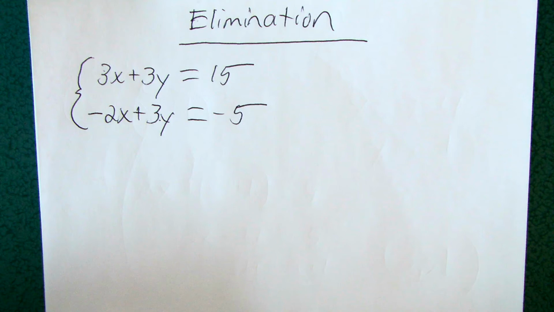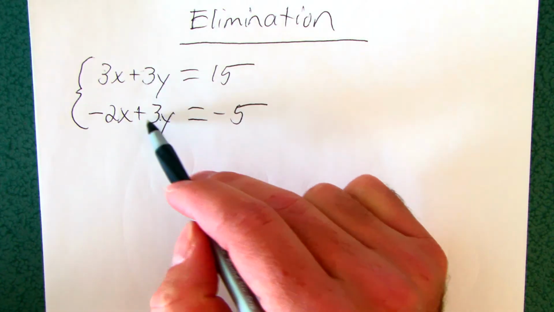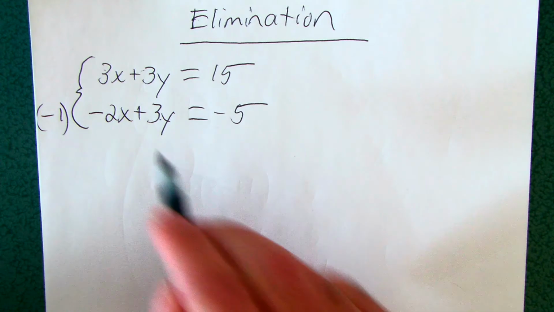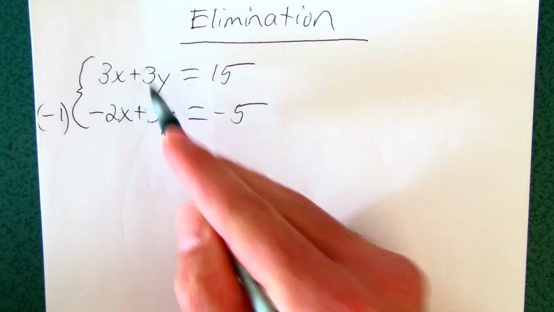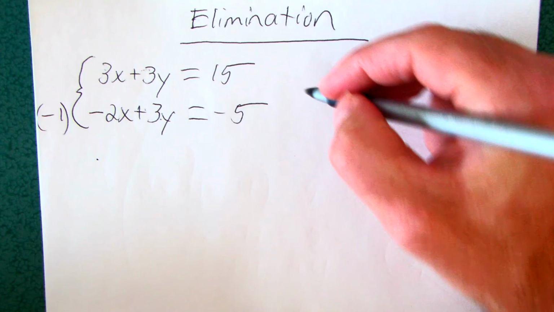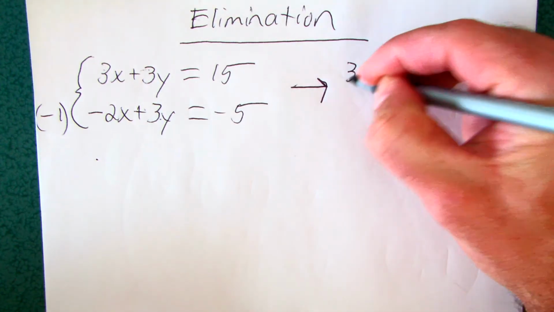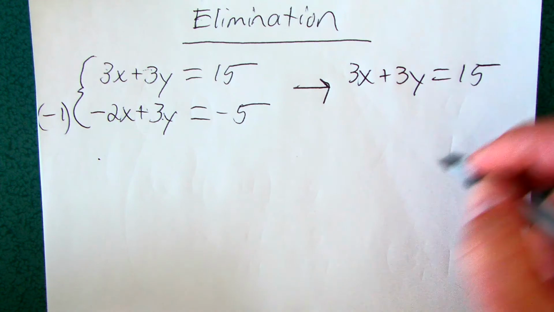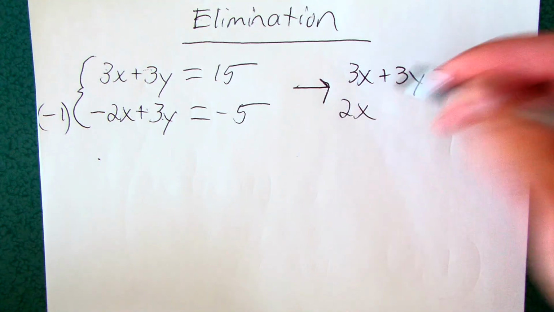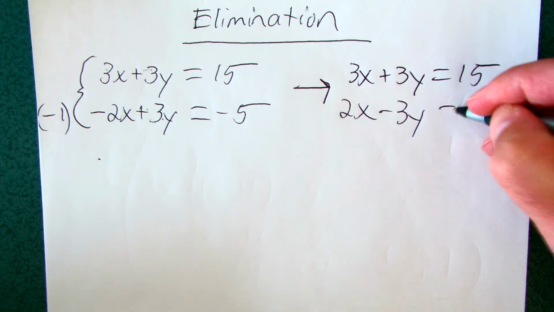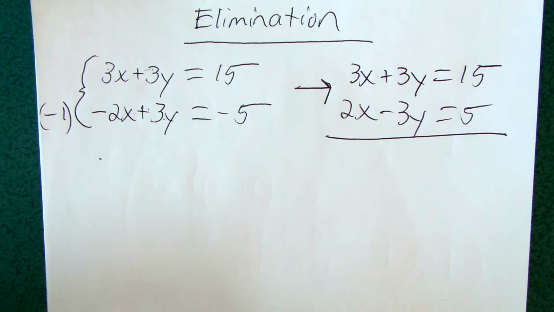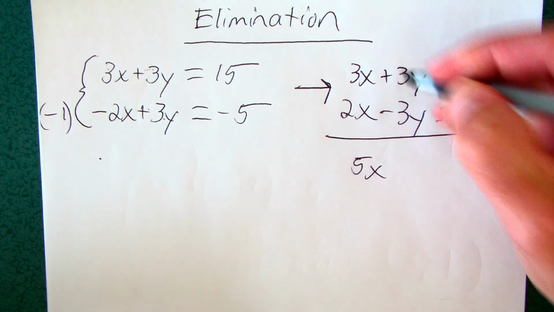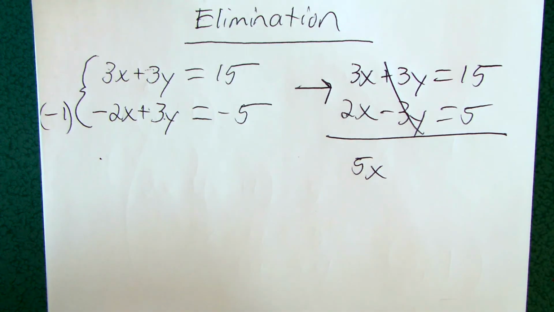Or right here we have plus 3y, plus 3y. If I multiply that second equation by -1, I can have a -3y, and then I'll have opposites. So that's what I'm going to do here. So the first equation is going to stay the same. 3x plus 3y equals 15. My second one, I'm going to multiply everything by -1. And then I'm going to add my equations together. So 3x and 2x is 5x. 3y minus 3y is 0. So we eliminated our y's.